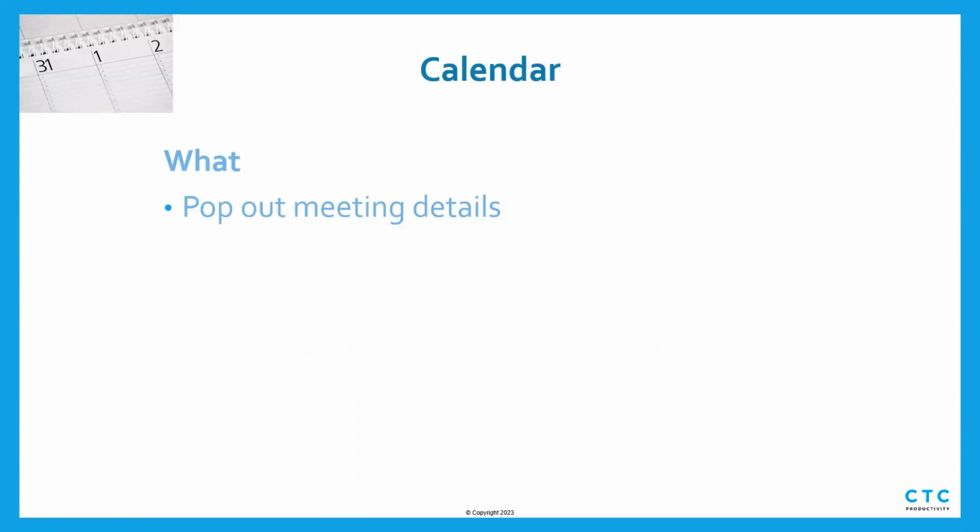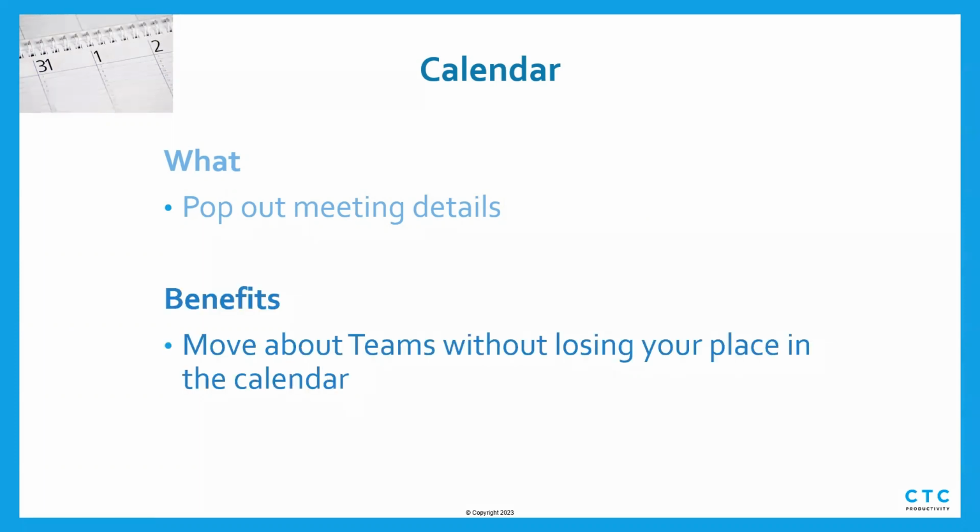Pop out the meeting details. So this is desktop only. Oh, there's a few of them, and I don't know if I've mentioned all of the ones. Pre-assigned breakout rooms was only desktop. Annotation is only desktop. So I'm trying to make sure I tell you that one. This pop-out meeting details is only in desktop. And so it allows you to move about Teams without losing your space in the calendar.